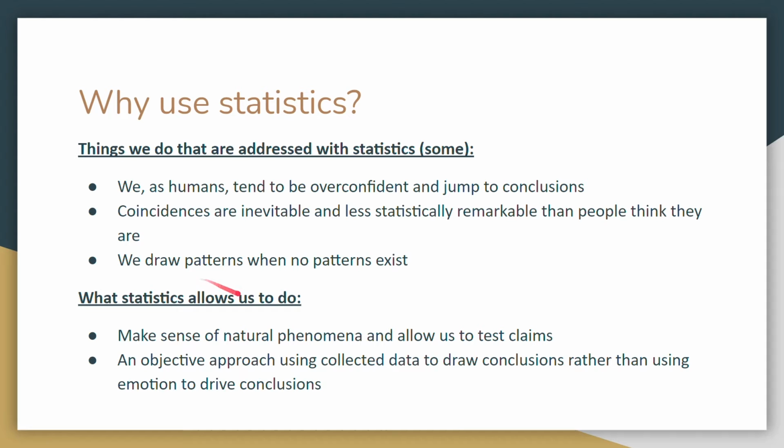So what statistics allows us to do is to make sense of natural phenomena and test claims. Essentially, we want to have an objective approach using collected data. We want to collect as much data as we can in order to draw conclusions from the data rather than using our emotion to drive these conclusions. We want to be robotic when it comes to assessing these claims and hypotheses. We want to use data, and we want to limit the amount of bias that we have in drawing a conclusion. And statistics allows us to do this.